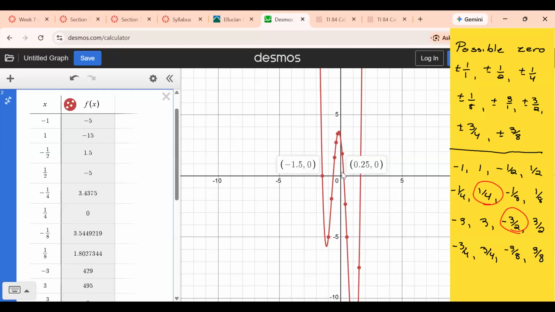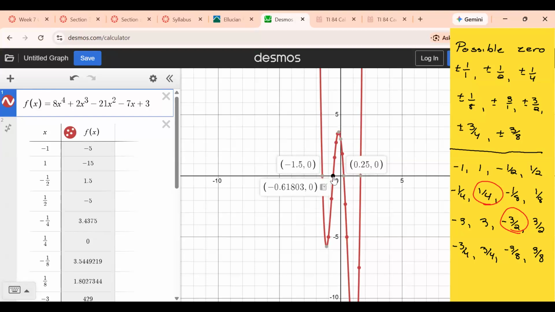So we look here, that's where 2 of those zeros are, the 1 fourth and the negative 3 halves. The other ones are going to be irrational numbers, but we only have 2 rational roots.